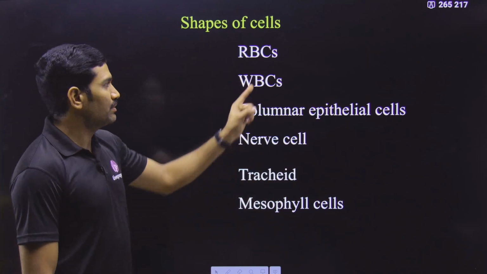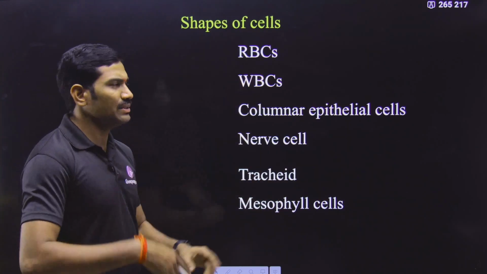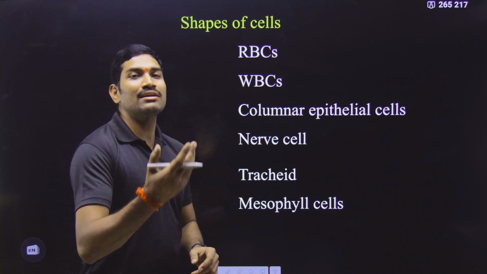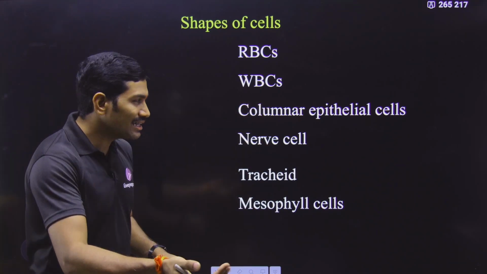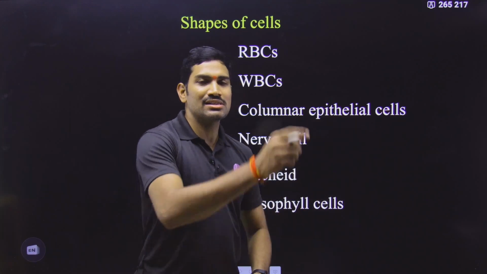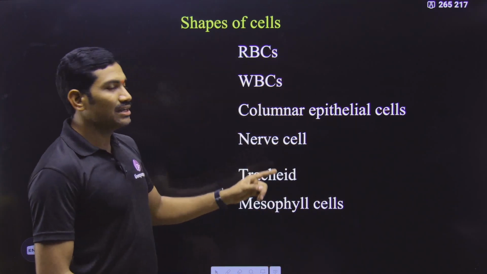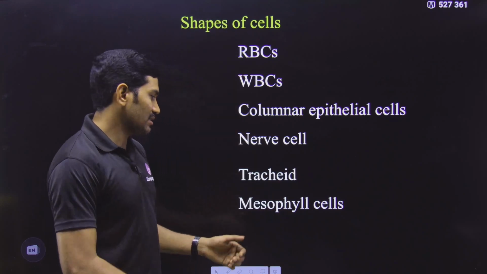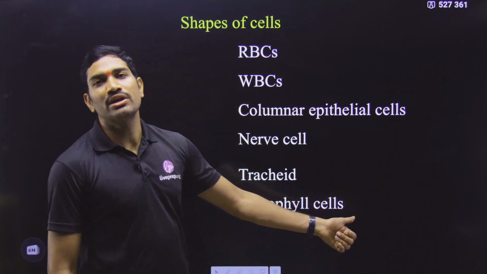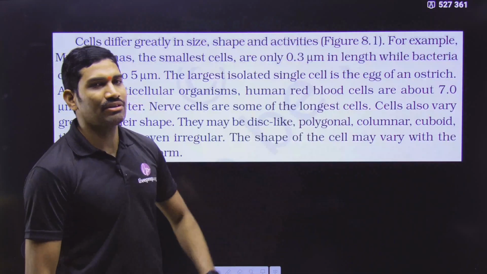With respect to shape, please repeat: RBC are round and biconcave, and WBC are amoeboidal or irregular in shape. Columnar epithelial cells are long and narrow, and the nerve cells are branched and long. Tracheate cells are elongated, and mesophyll cells are round and oval. This is the information that they have given in NCERT.